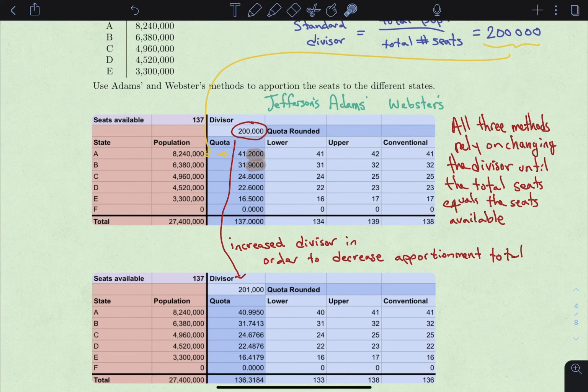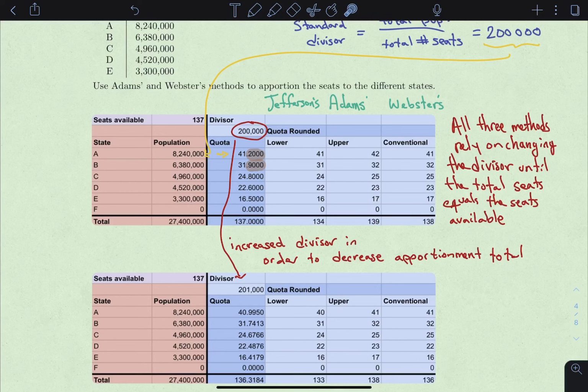And you can see that in fact these numbers went down. 134 changed to 133, 139 changed to 138, and this 138 went to 136. And none of these is a workable divisor, because none of these numbers add up to 137. We're still working with Adams's method, so we need to increase the divisor yet more in order to decrease this 138.